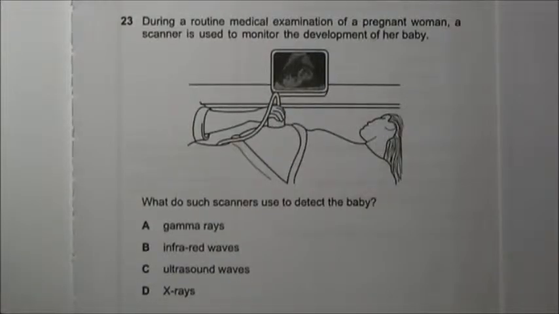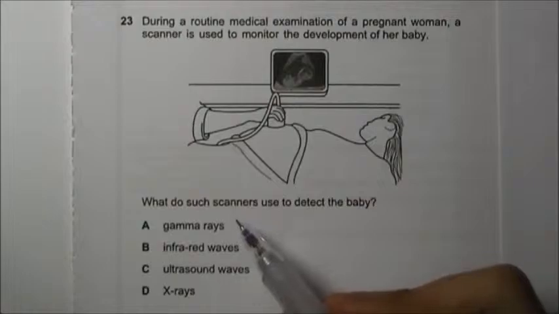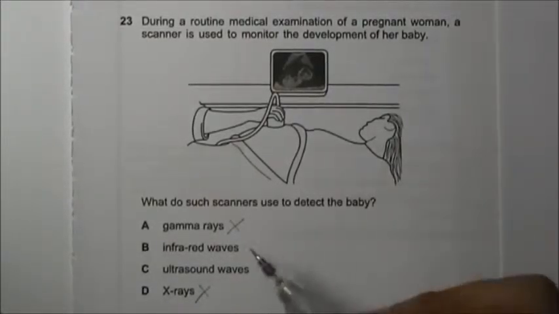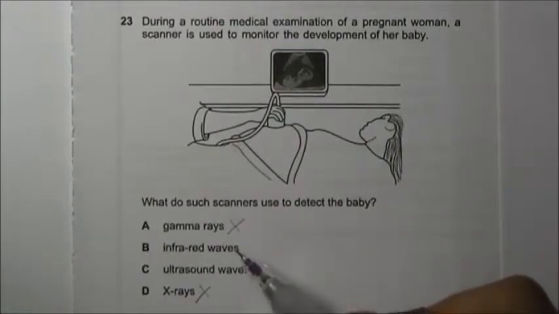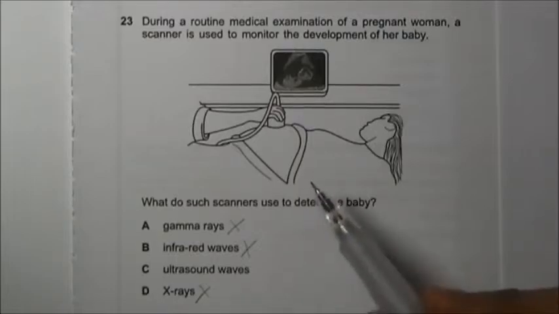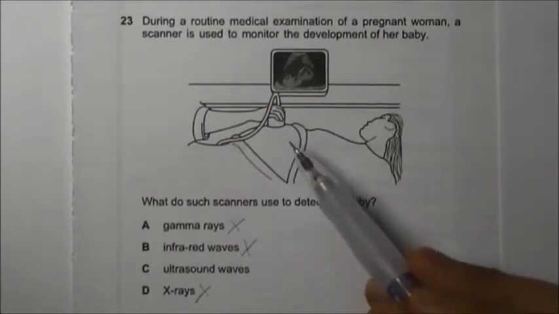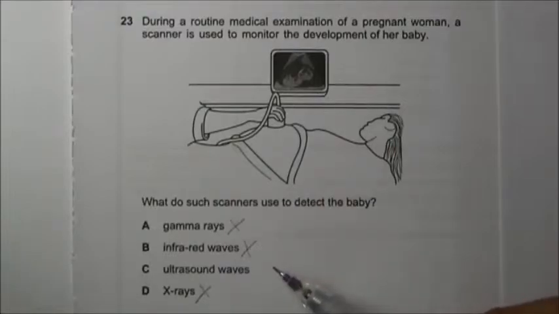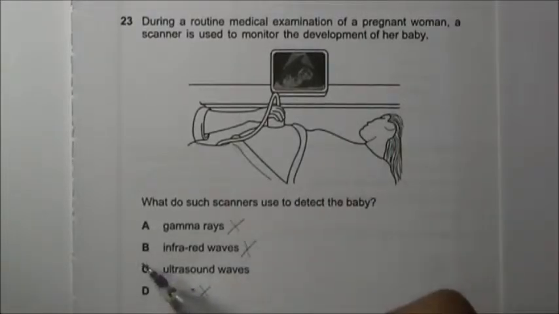In this question we are asked which component of the EM waves the scanner uses to detect the development of the baby. Straight away we can eliminate gamma ray and X-ray because they are highly energetic and they are going to harm the fetus. And infrared waves we can eliminate as well because infrared waves cannot pass through the skin to reach the fetus. So the only answer left will be ultrasound.